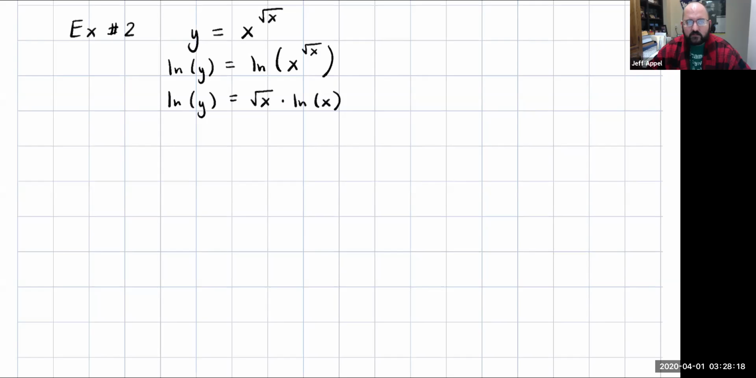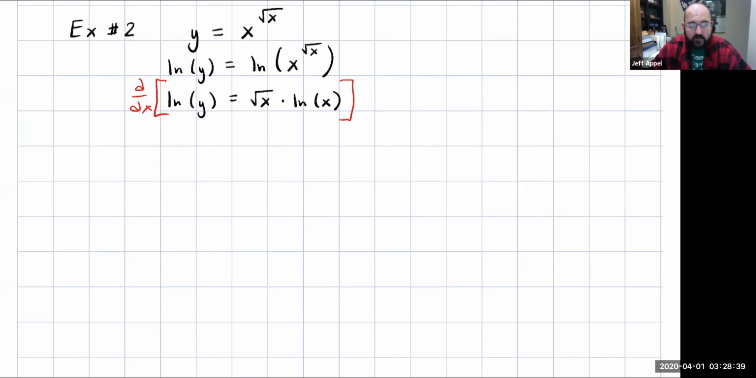Okay, so now it's simplified down for us, and this is something that we can deal with. It's square root of x times the natural log of x on the right side. So when we go to take the derivative in a moment, I hope you would see the product rule as the thing that would make sense here. So on both sides, we are differentiating with respect to x.